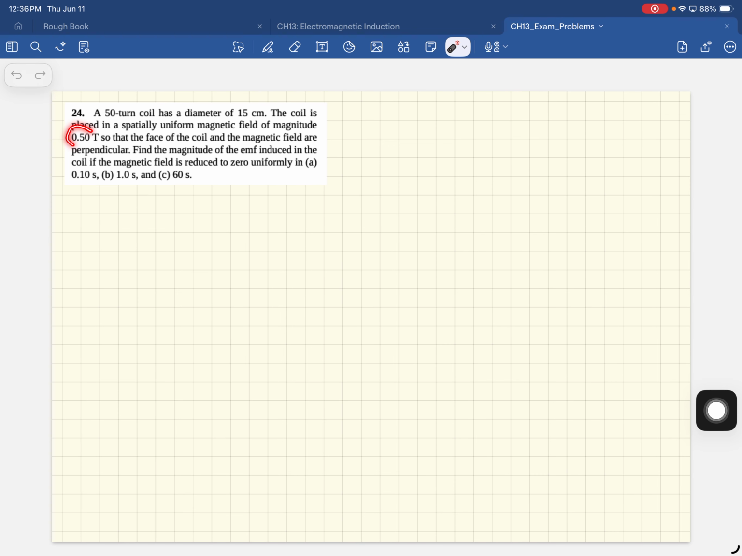The EMF works out to 88.4 into 10 minus 3 volts. So millivolts. 88.4 millivolts. Okay.